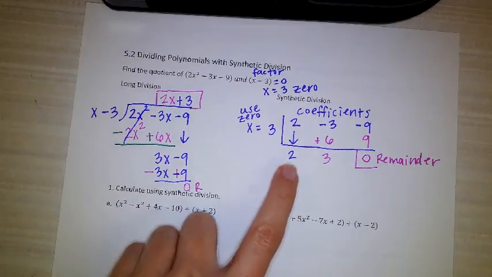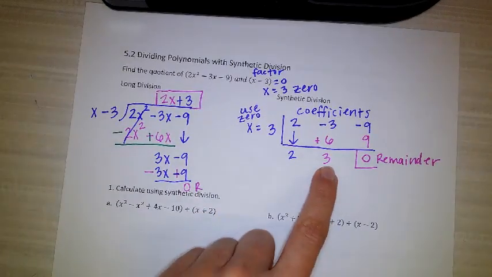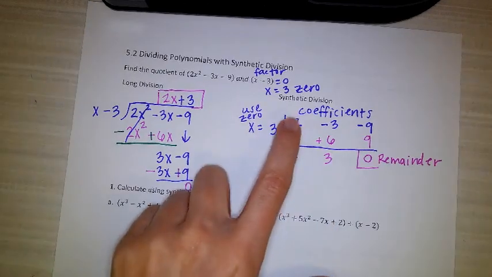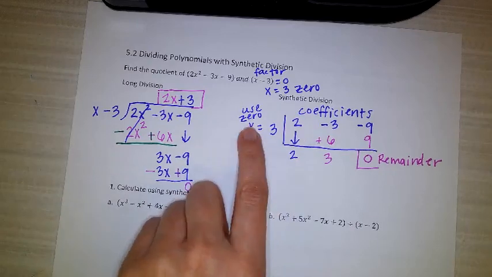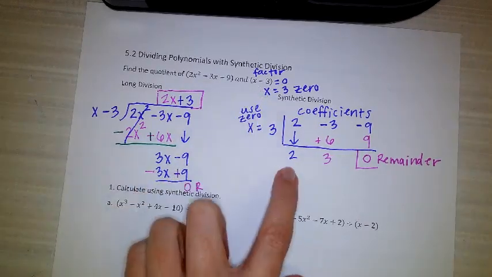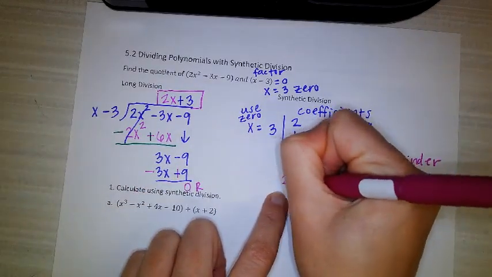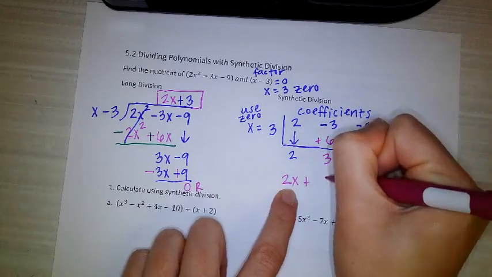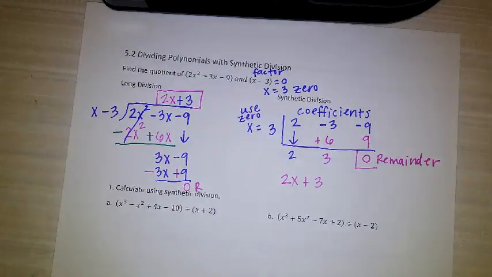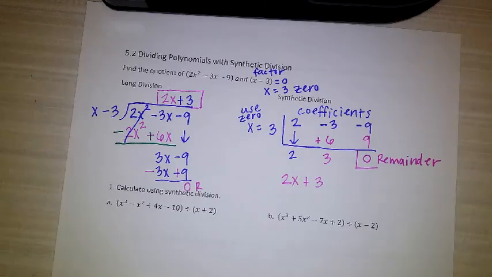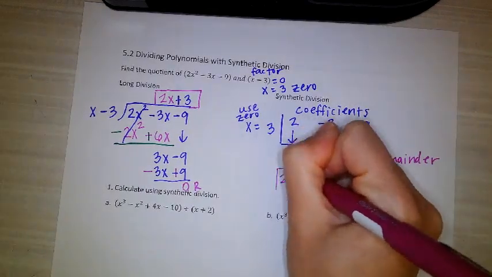So when we get 2 and 3, that means our answer went down in degree. We started with x squared. We divided by something with x. So now my answer is just going to be 2x plus 3. And that would be our final answer.